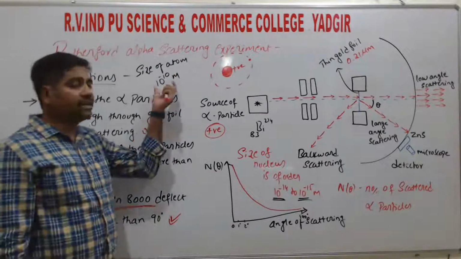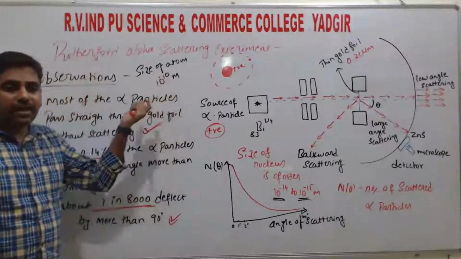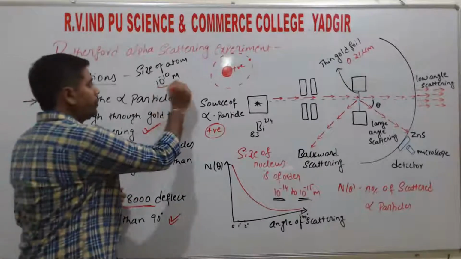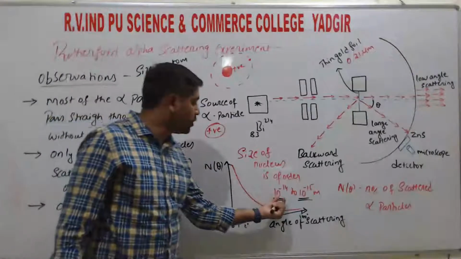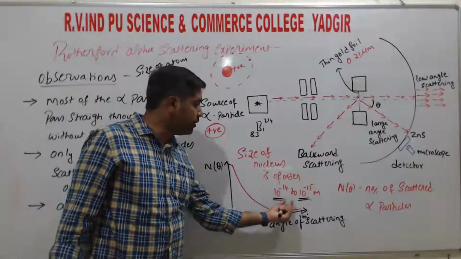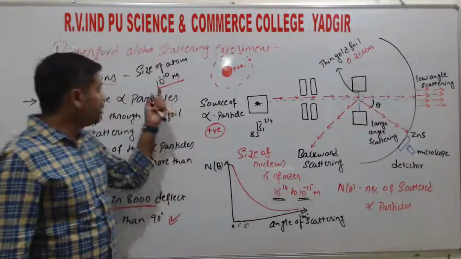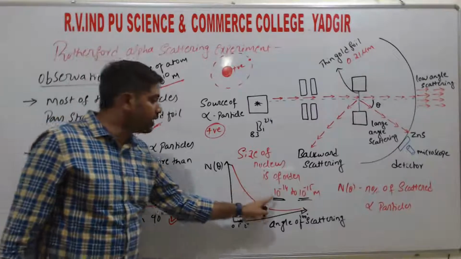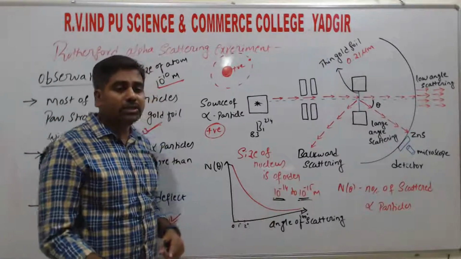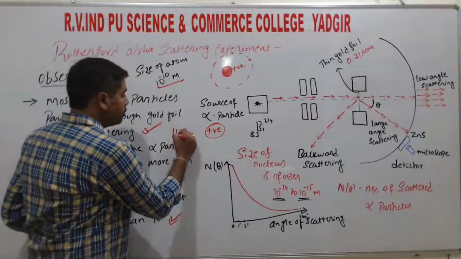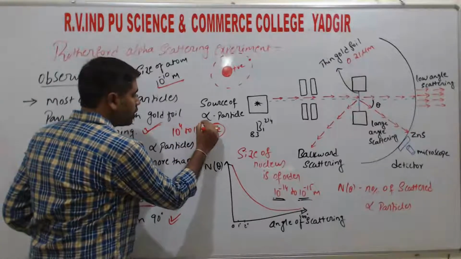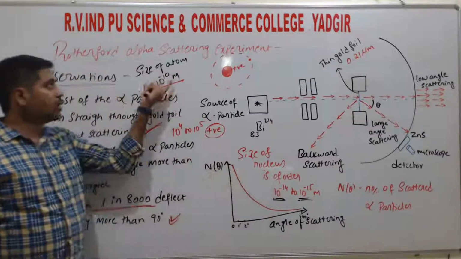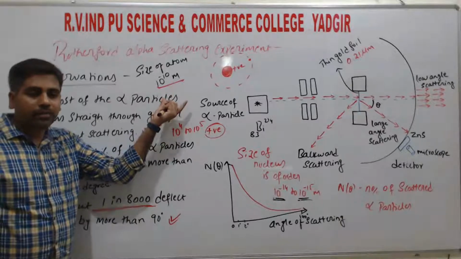As we already studied in class 11, from the kinetic theory of gases, the size of the atom is of the order 10 to the power of minus 10 meter. Here the size of the nucleus is 10 to the power of minus 14 to 10 to the power of minus 15. If we compare these two values, the size of the atom is greater than the size of the nucleus. How much greater? Of the order 10 to the power of 4 to 10 to the power of 5. That means the size of the nucleus is smaller than the size of the atom, right?